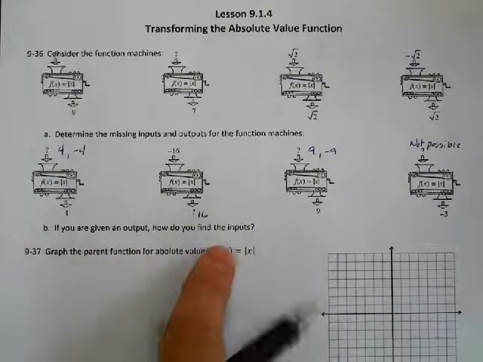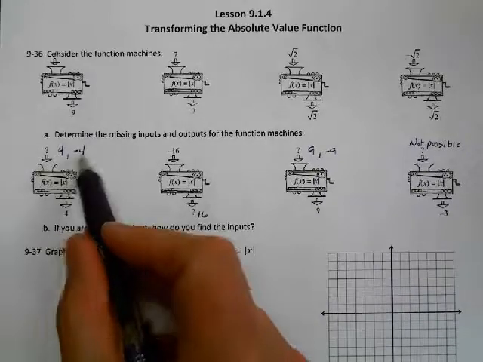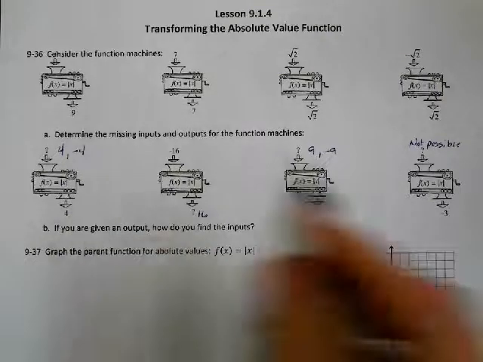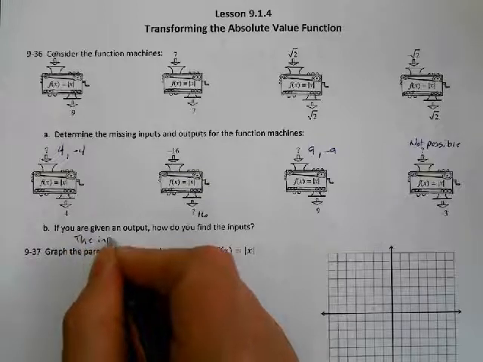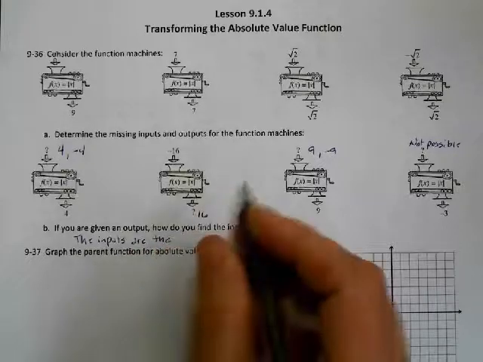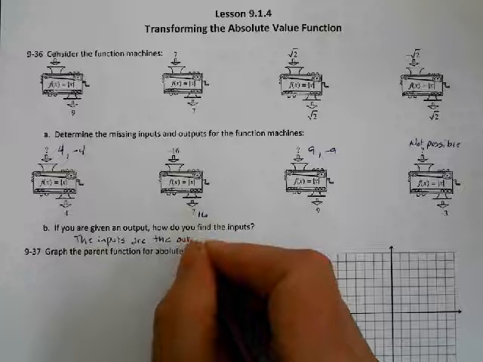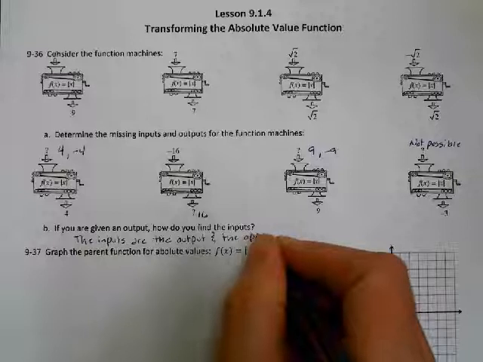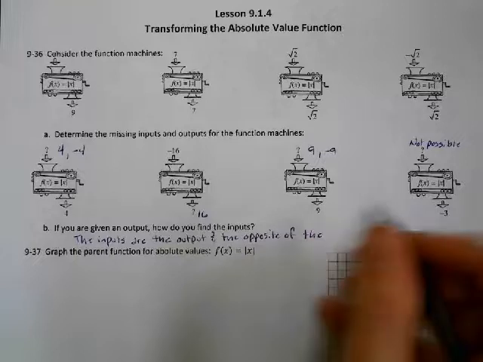If we're given an output, here we were given an output of 4, we can just take the positive and negative of the output. So the output and the opposite of the output. The inputs are the output and the opposite of the output.